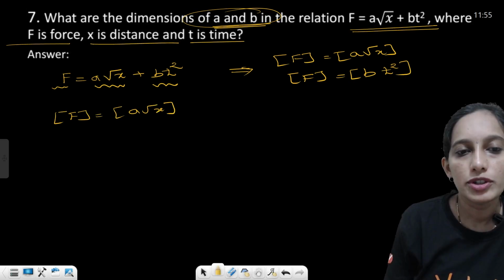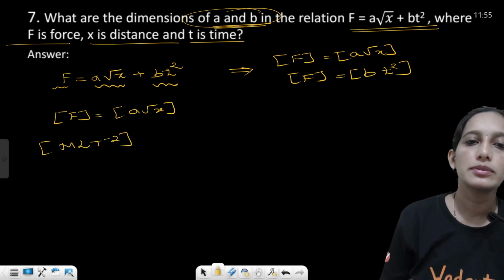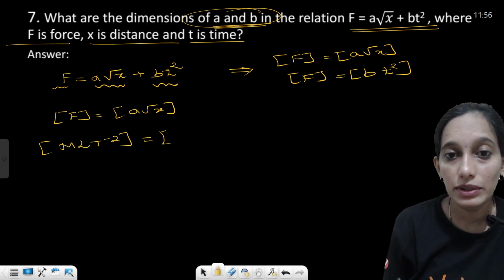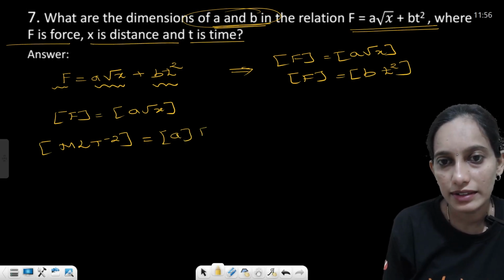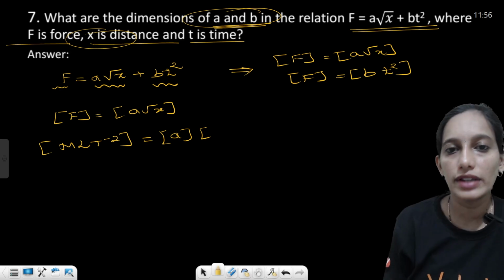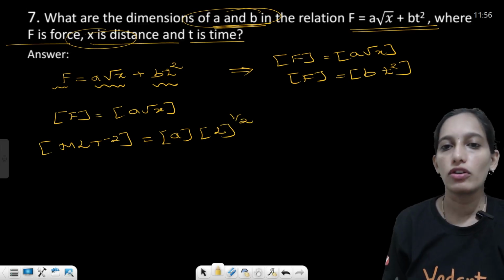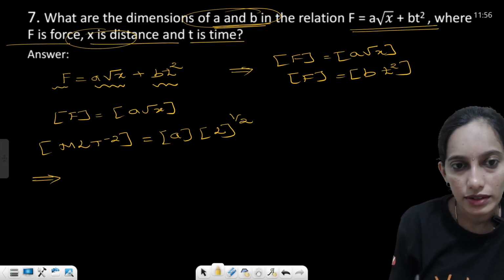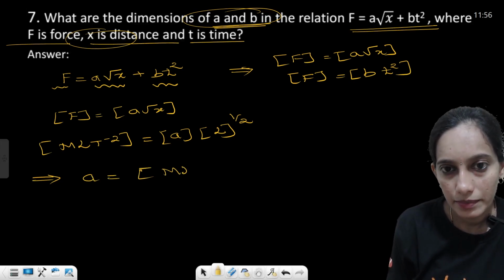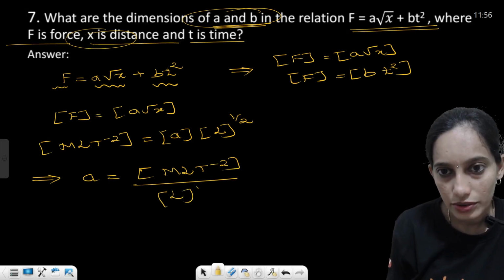So the dimension of force is m l t minus 2. Force is mass into acceleration, so m l t minus 2 is equal to the dimension of a, let me write as it is, into the dimension of root x. Here x is distance, so the dimension is L. Since we have root x, I can write L raised to half. Root means to the power half. So the dimension of a will be equal to m L t raised to minus 2 whole divided by L raised to half.